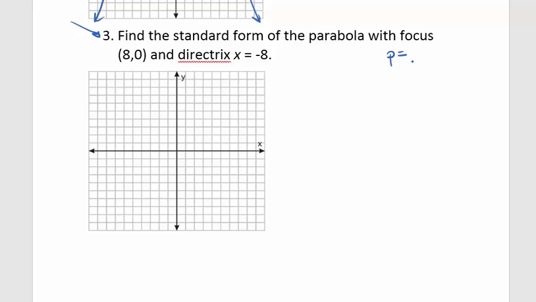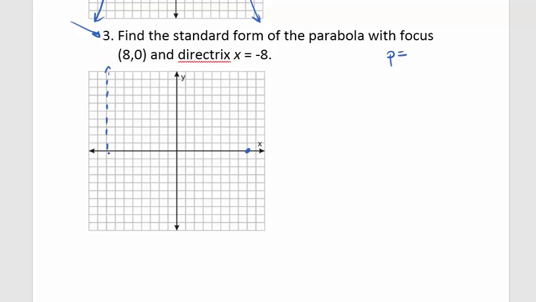All right, let's take a look. So we know that the focus is at the point (8, 0). So I'm going to come out to (8, 0) and draw the point of my focus. 1, 2, 3, 4, 5, 6, 7, 8. There's my focus. I know that my directrix line is at x equals negative 8. So coming over here, 1, 2, 3, 4, 5, 6, 7, 8. Here's the line of my directrix.